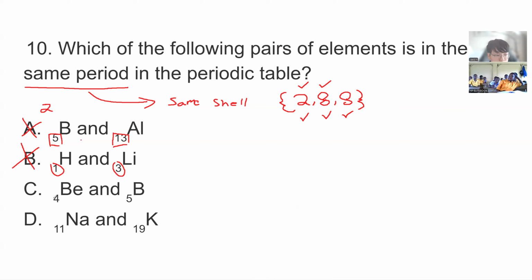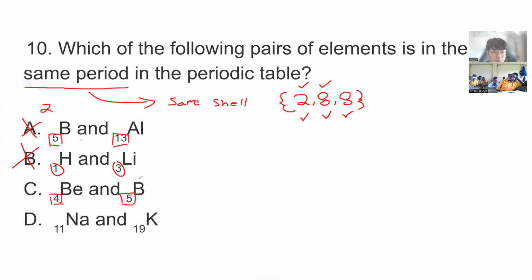You can see for beryllium and boron, though, you have 4 and 5. 4 and 5 are very close to each other, but do not sometimes get tricked, because close atomic number may not necessarily mean the same period, but in this case, it is. For hydrogen and lithium, it wasn't, because you have to test the shell numbers.